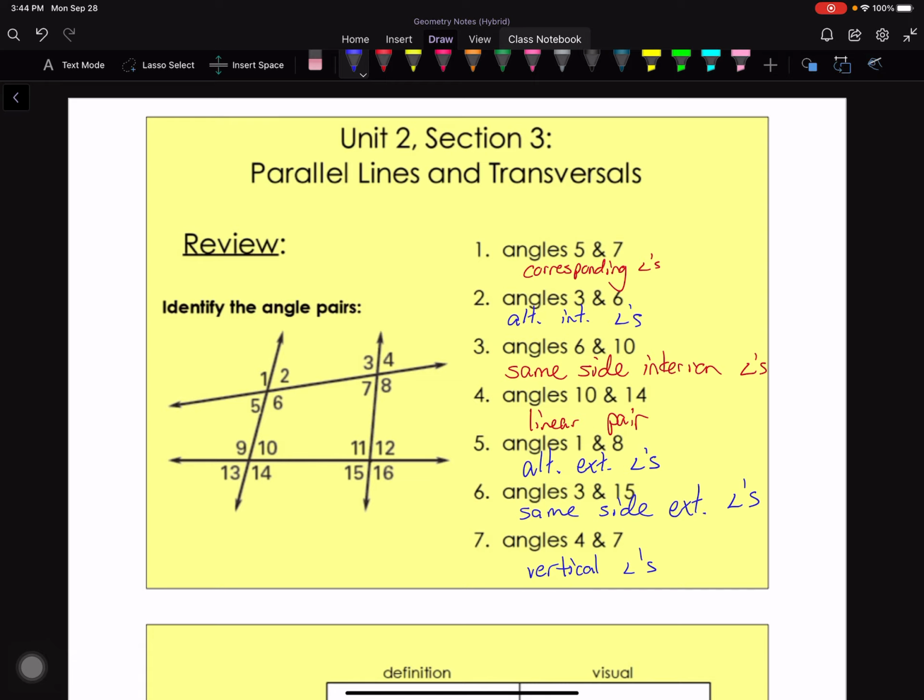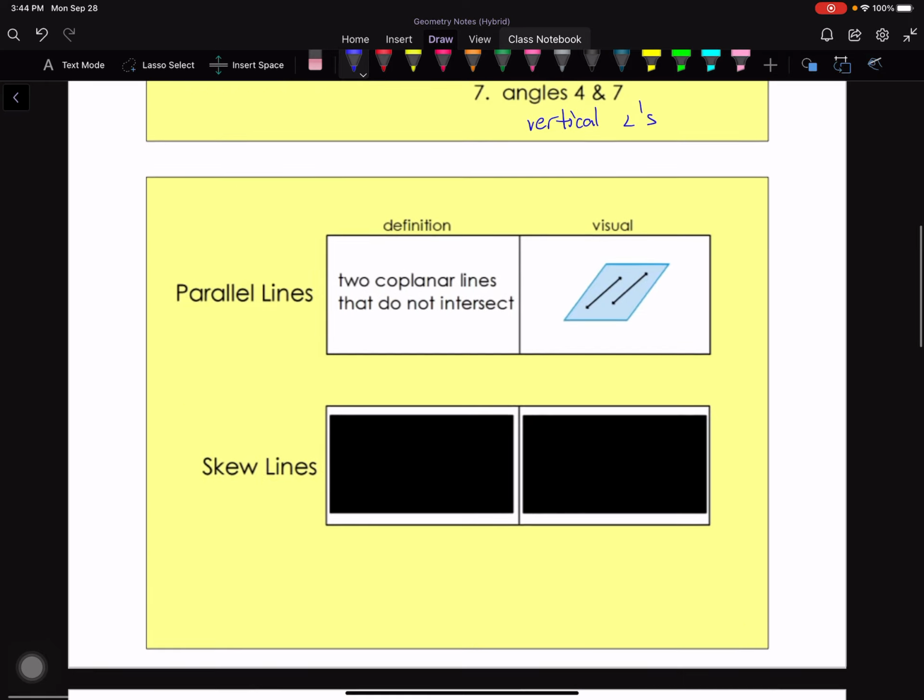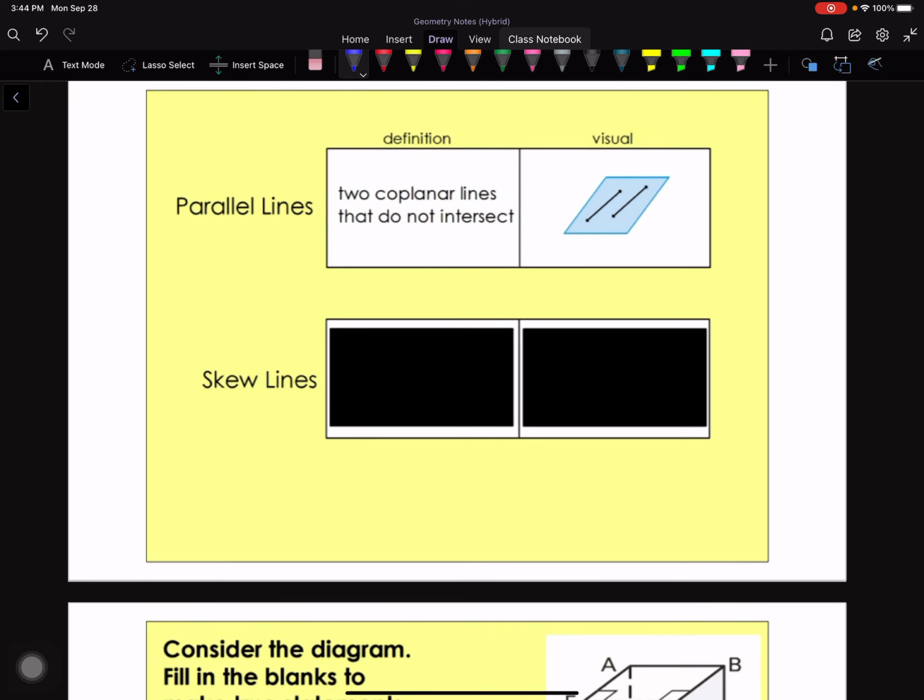All right, so we have a little bit of everything there. Okay, talking about parallel lines now. We talked about parallel lines last unit, but here's just a formal definition. Two coplanar lines that do not intersect. So they're on the same plane, and they're never going to meet because their slopes are the same.